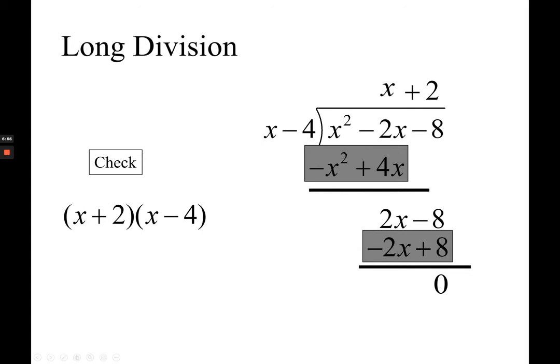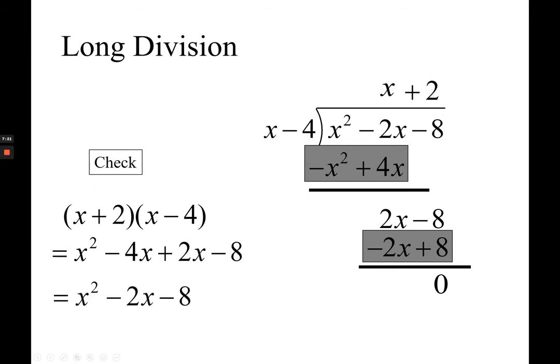By checking, we multiply your quotient x plus 2 and your divisor x minus 4. You should have your result by FOIL: x squared plus 4x for your outside pair, your inside pair is 2x, your last term is negative 8. And then when you combine your inner and outer, you'll get negative 2x, which is exactly your dividend. Since they are the same, then you got the correct quotient x plus 2. This is just a checking part.